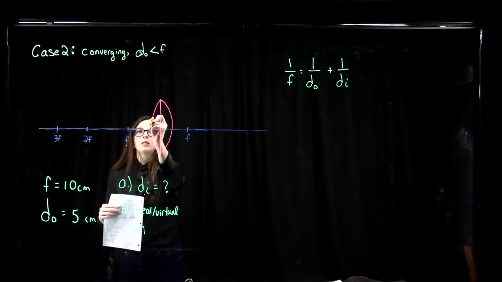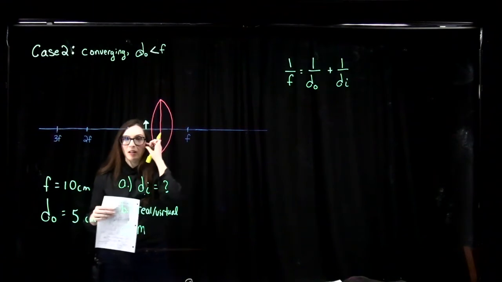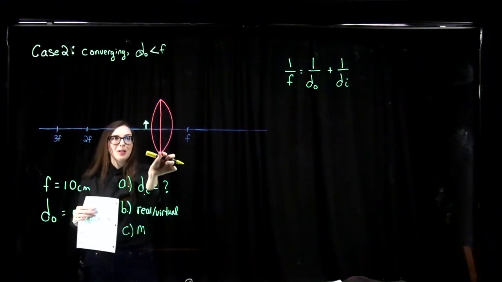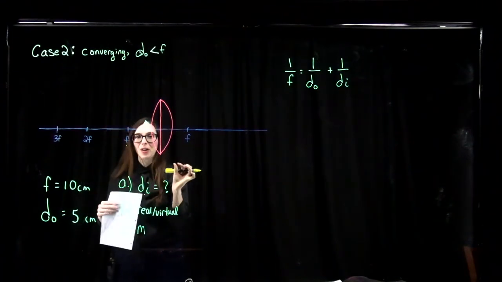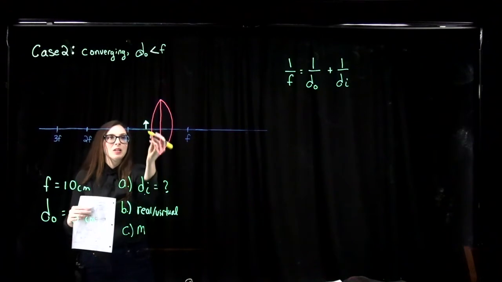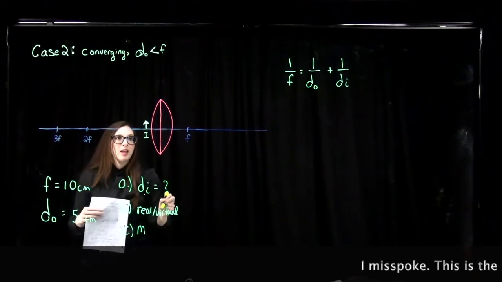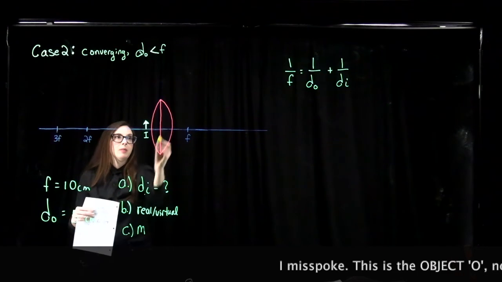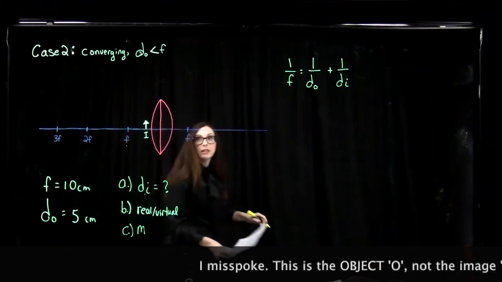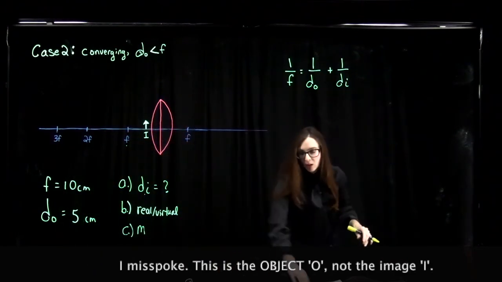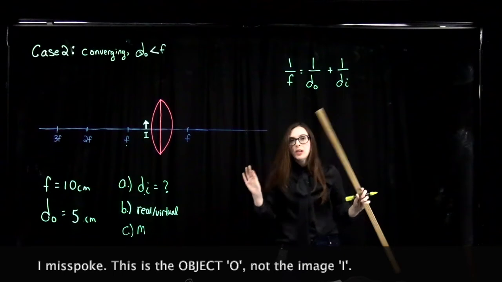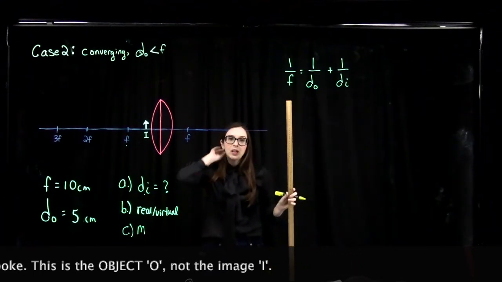Just to let you know, the shape of my lens here is highly exaggerated. In real life, they're going to be really, really skinny. This is just sort of a cartoon drawing. So here's my image. I'm going to call it I. And it's 5 centimeters away from the midpoint of the lens. Let's do that ray tracing. So the ray tracing is going to feel a little bit different.